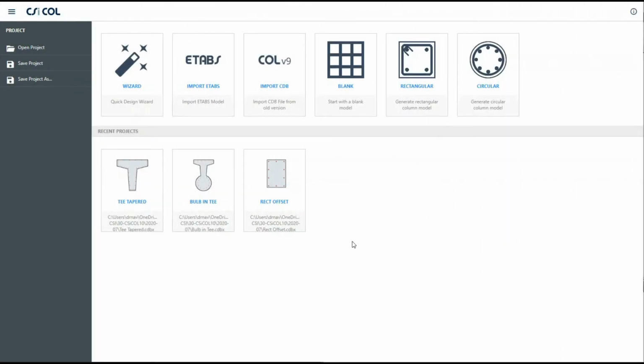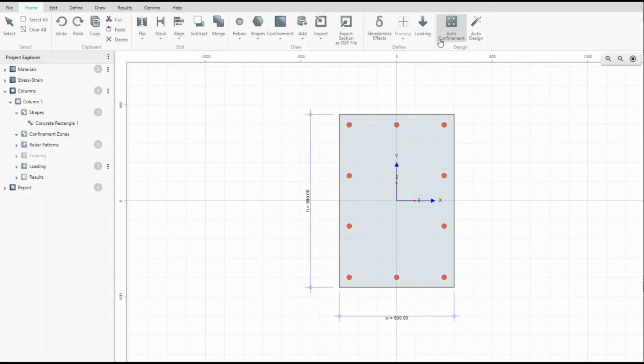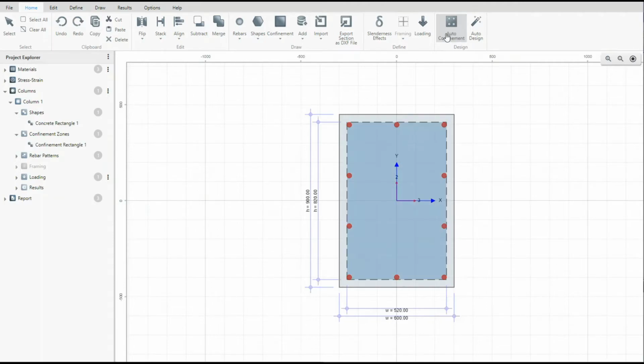This is the new CSiCol, as I mentioned to you, and I'm just going to create a very simple rectangular cross-section for the demo. I will create the auto confinement for now. We will talk about that in another video on how confinement and other things work. And I will go straight to the moment curvature option here.